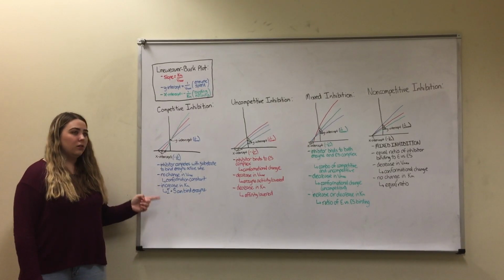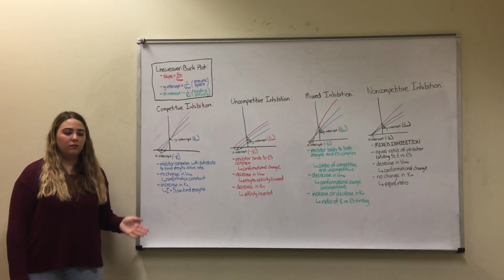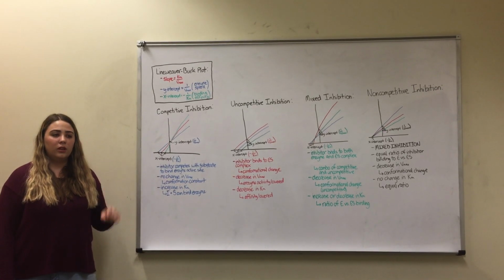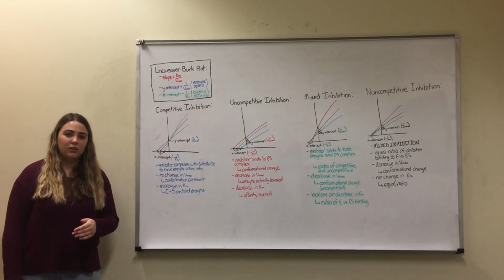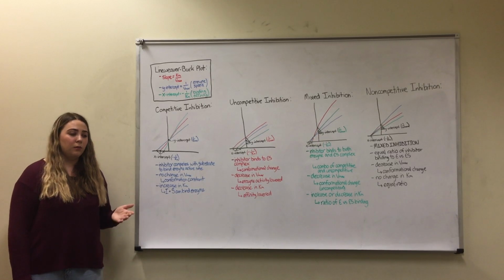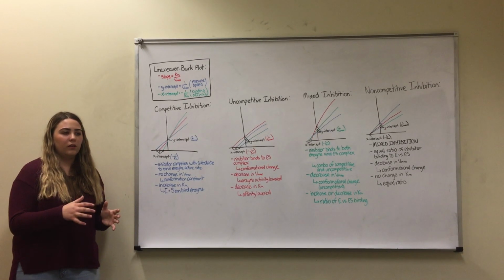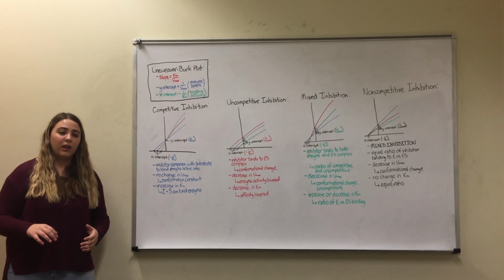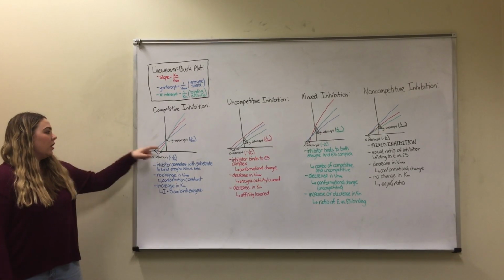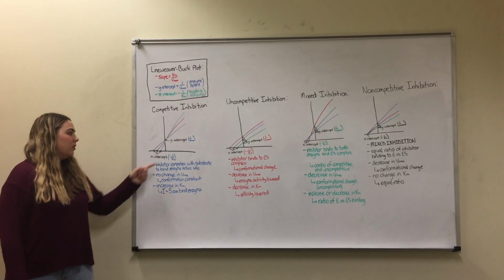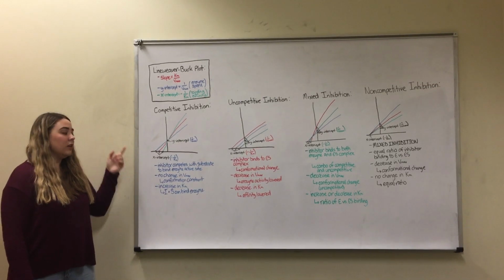But there's going to be an increase in your Km, or your binding affinity, because now there is both an inhibitor and a substrate that can bind to the active site of the enzyme. Now that there are more molecules present, more of them are going to be binding to that active site. So that is why you see a change in your x-intercept, an increase.